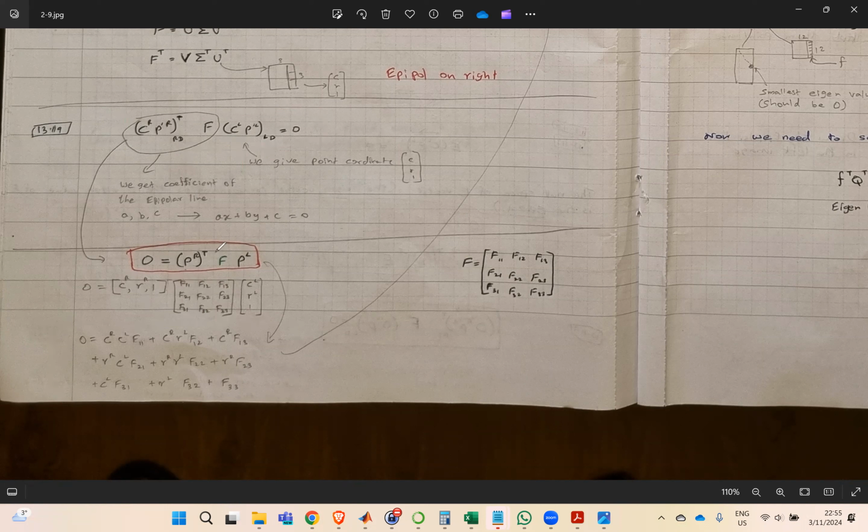Now our objective is to find these F values. How many F values are there? 3 by 3, yes, nine values. How many equations do I need? 9 equations.